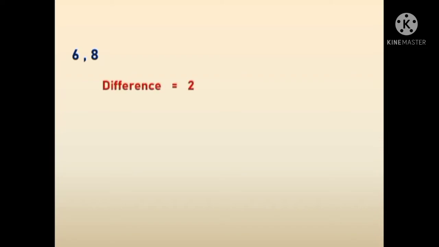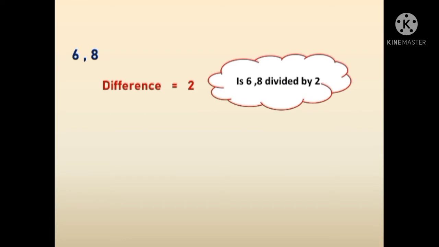In the second step, we are supposed to find whether the numbers are divisible by the difference. In this case, we have to find whether 6 and 8 are divisible by 2. Yes, right? Because 3 2s are 6 and 4 2s are 8. If the numbers are divisible by the difference, then the HCF is nothing but the difference only. So in this question, the HCF is 2.